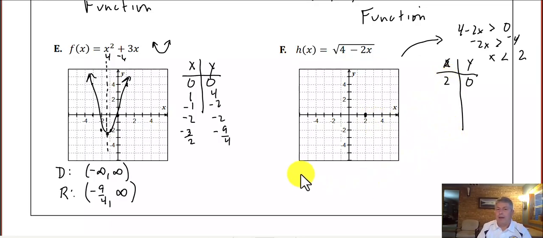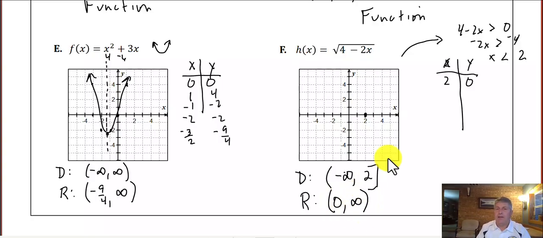So our domain is going to extend from negative infinity all the way to 2. That negative infinity should have a parenthesis to it. When we look at our range, well, we can't take the square root of a number and get anything that is less than 0. So our range will extend from 0 all the way to infinity. That 0 should be inclusive.